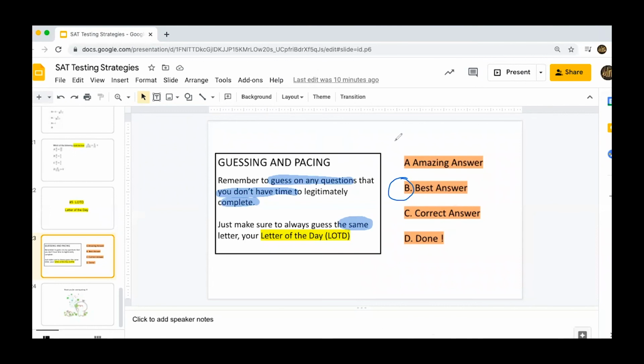They have been doing studies, it's not publicly proven, but they said that on the SAT, the letter that happens the most is B. So that will be something that hopefully will help.